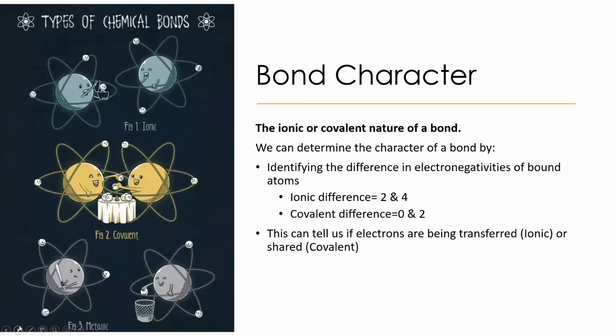So our bond character really just tells us if electrons are being transferred, and that would be ionic, or if they're being shared, and that would be covalent. One way that we can figure out the difference is by looking at a periodic table which has relative electronegativity values. So you'll find that resource in our assignment for the day.